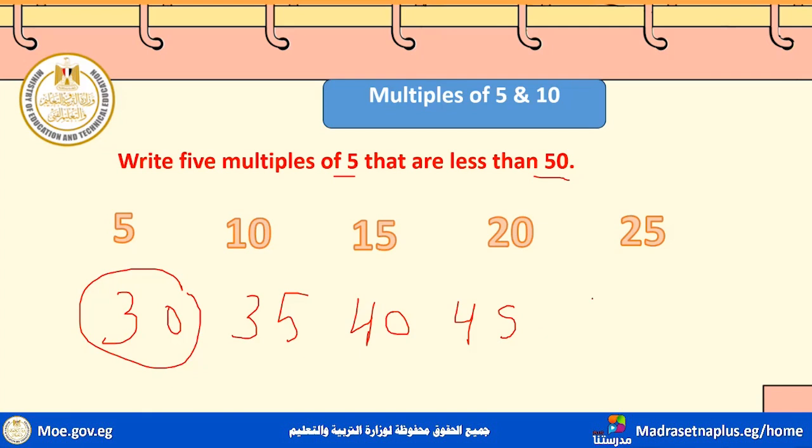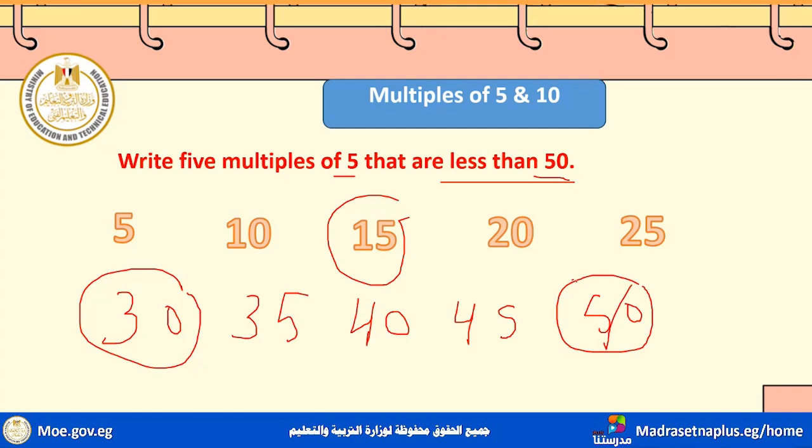What happens if I write 50 in this number? Right answer? No. Why? 15 is a multiple of 5. 50 is a multiple of 5. But 15 is smaller than 50. 50 is not less than 50. So this one is not right. Although it's a multiple of 5, 50 is not less than 50. Less than means smaller than, fewer than. Okay?